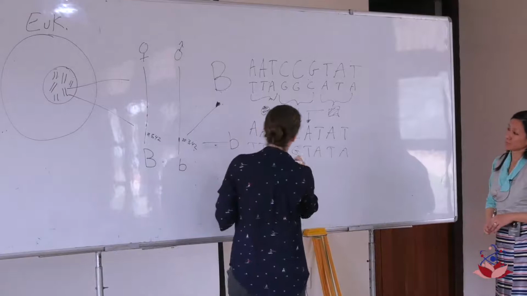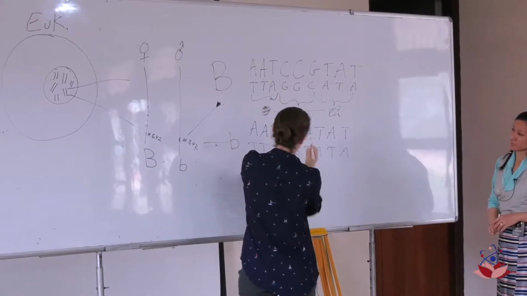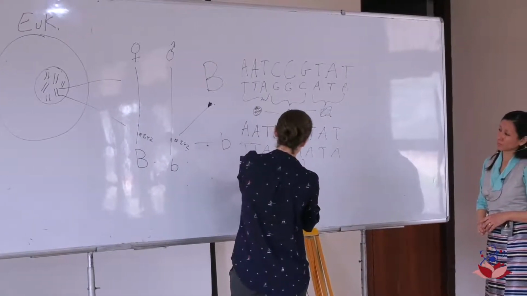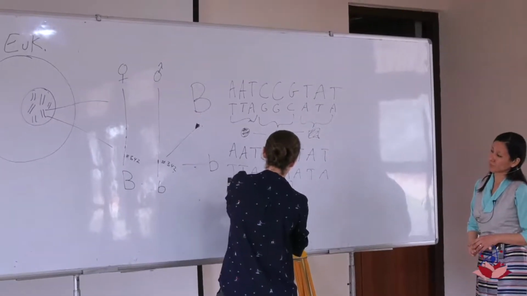But this codon now is different, so perhaps it doesn't make a triangle, but instead makes a diamond.